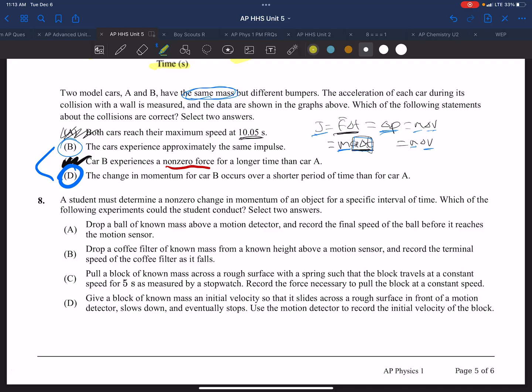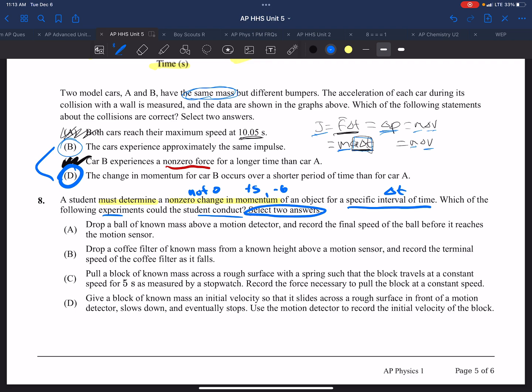So in this question, a student must determine a non-zero change in momentum. And non-zero just means it is not zero. It's like +5 or -6 or some other number, for a specific interval of time, a delta t. Which experiments could the students conduct?